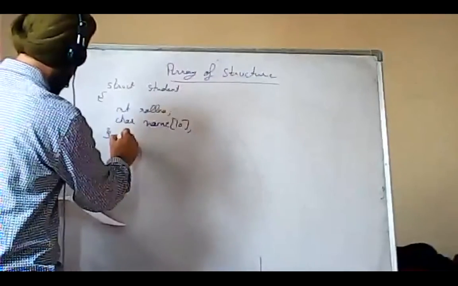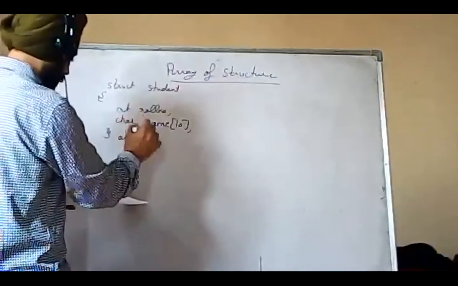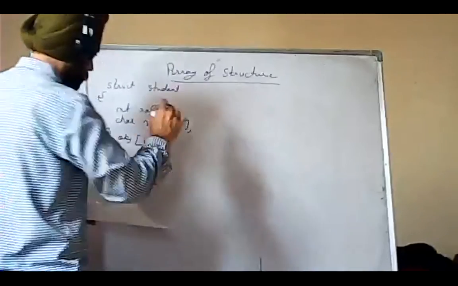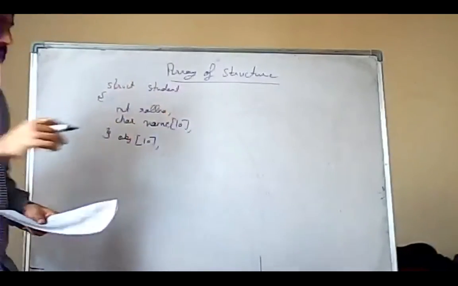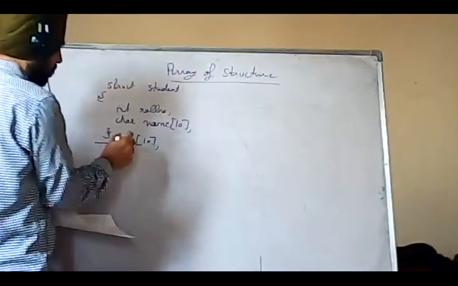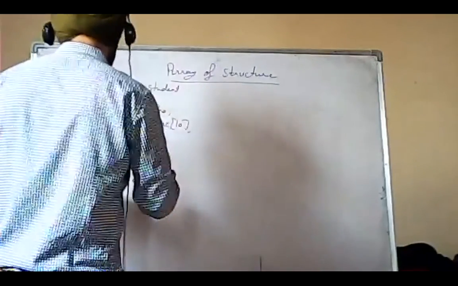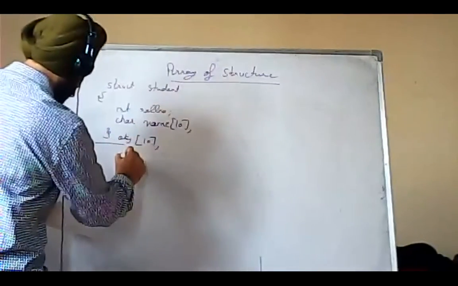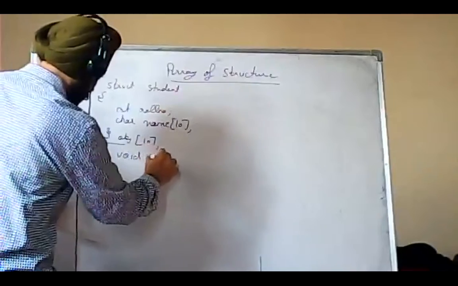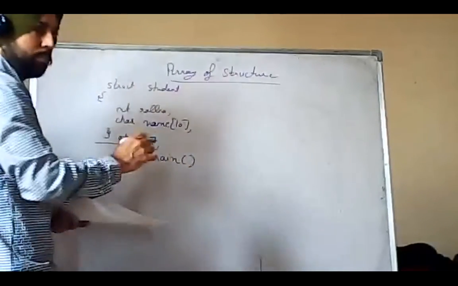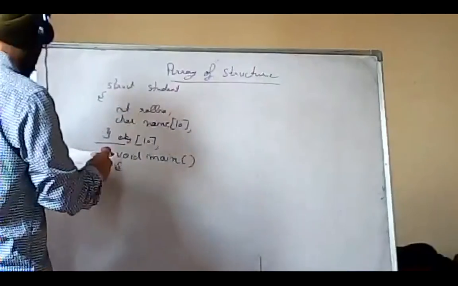Suppose here I am just going to declare one object that is obj, and the size of obj is suppose 10. Here I am just going to pass, or we can say the declaration of array of structure. So after that, I am just going to start our main function. So void main. I'm just going to use a compound statement.